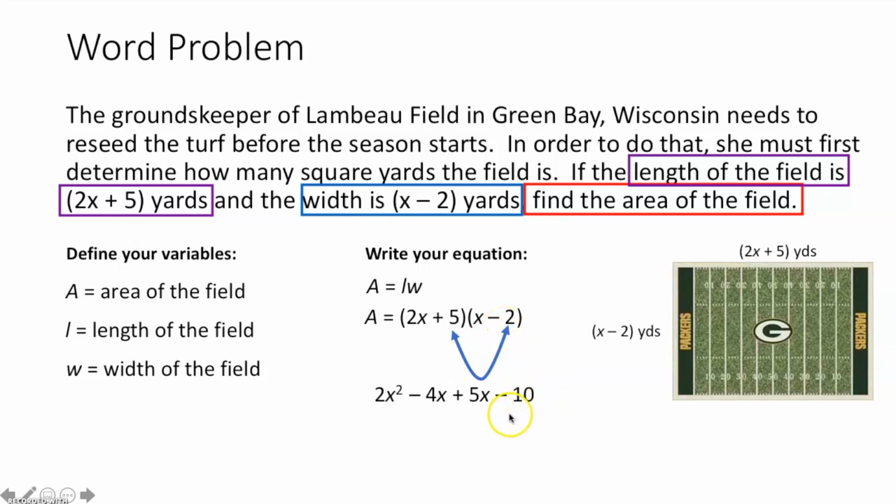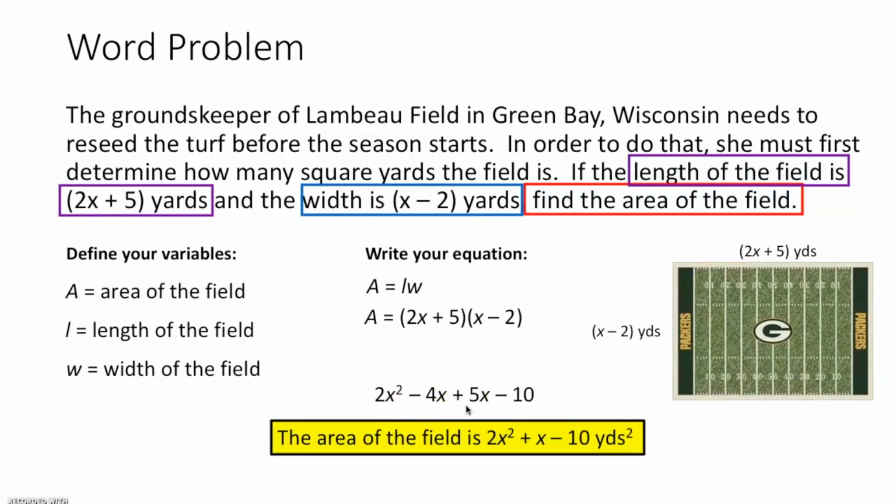Now we combine like terms. Are there any like terms? Yeah, in here we have the negative 4x and the 5x. If we add those together, we get positive 1x. Now we write our answer in the form of a sentence. The area of the field is 2x squared plus x minus 10 yards squared. Now notice how I say yards squared. That's because area has to be in square units.